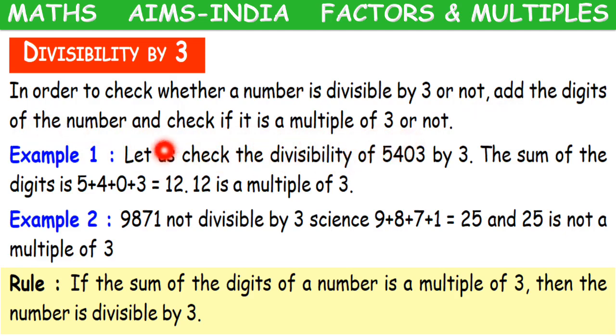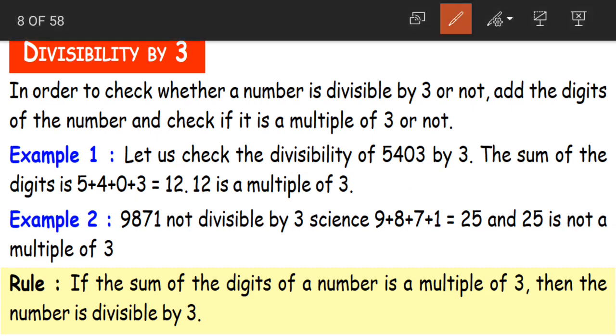What are they saying? In order to check whether a given number, see here they are taking the number 5403, is divisible by 3 or not. What should we do, children? Add the digits of the number. What are the digits of the number? Now 5403 is our number. What are the digits? 5, 4, 0 and 3. Yes, 5403 is a 4-digit number which has the digits 5, 4, 0 and 3.